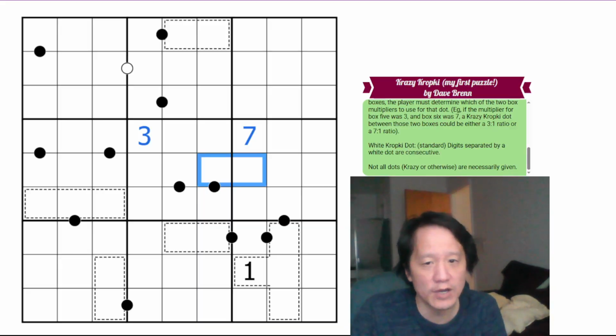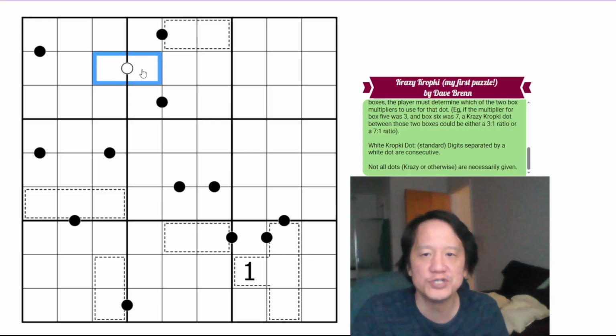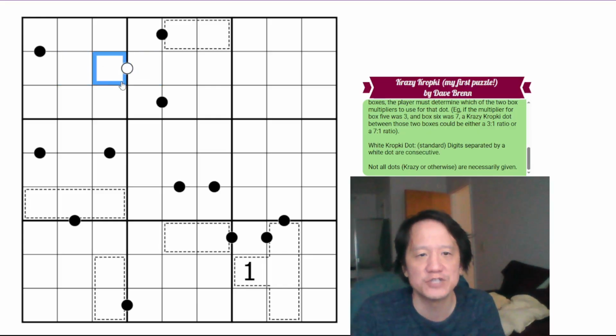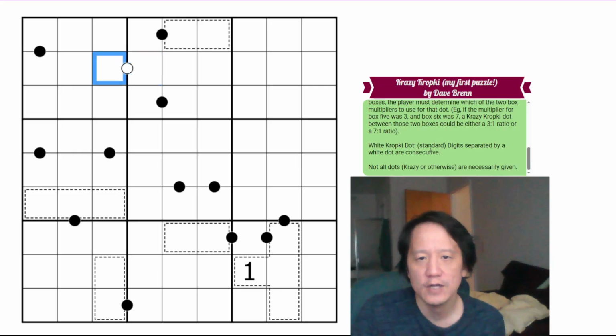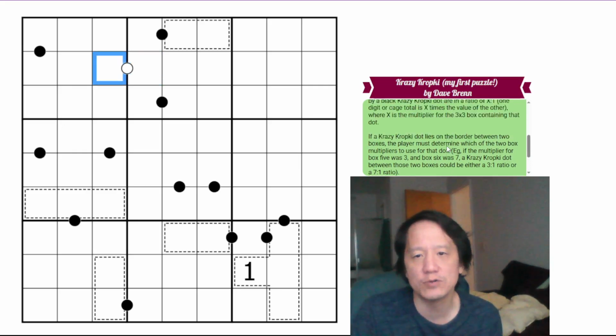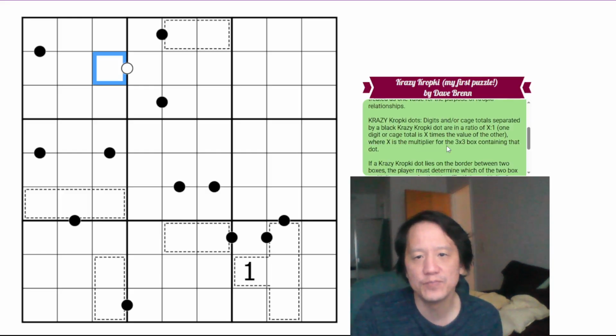Okay, and then we have white Kropki dots, where digits separated by a white dot are consecutive. So, for example, if this were 6, this would have to be 5 or 7 to make sure those digits are consecutive. And not all dots, crazy or otherwise, are given.